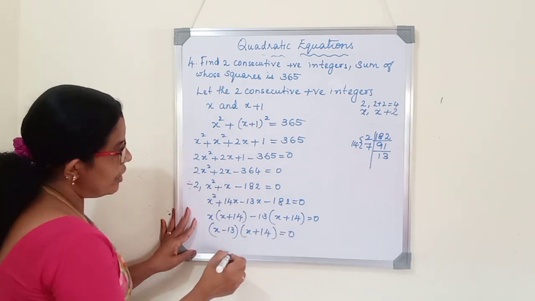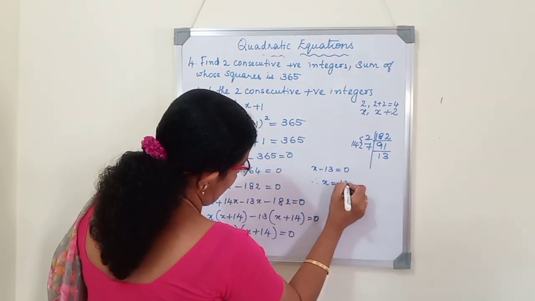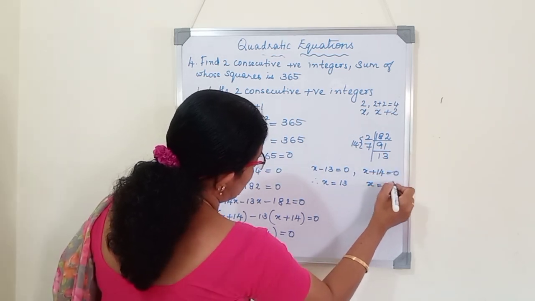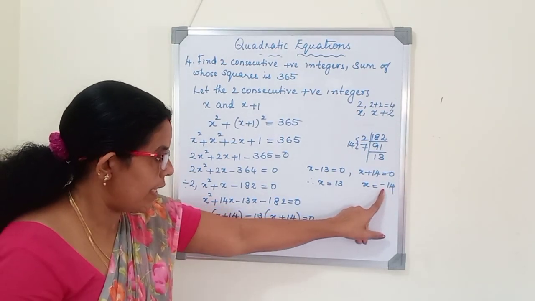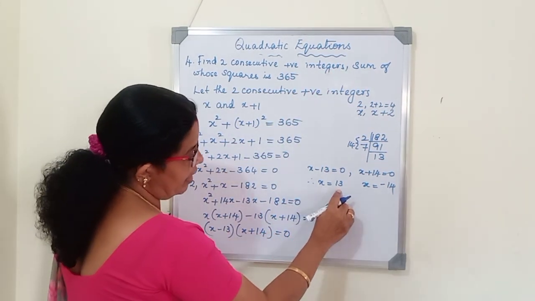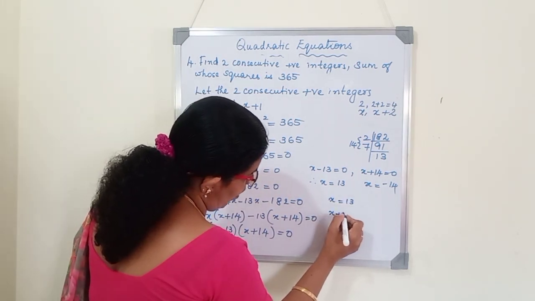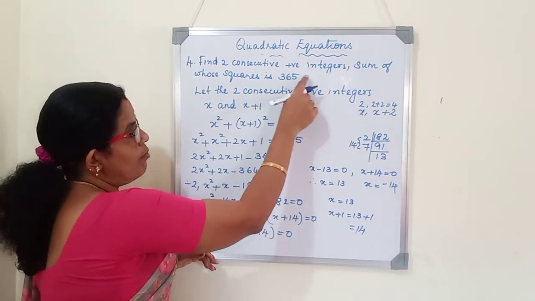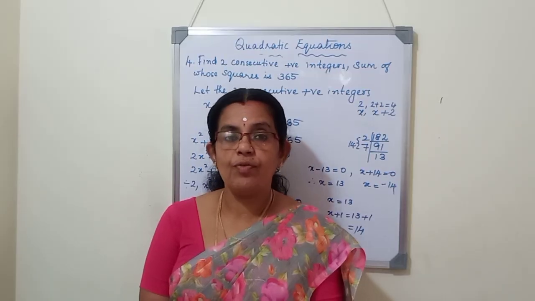equals 0. Each factor when you equate to 0: x minus 13 equals 0, therefore x equals plus 13, and x plus 14 equals 0, x equals minus 14. As minus 14 is a negative number, we cannot consider it because we want positive integers. So the first positive integer is x, that is 13. Then what will be the next positive integer? That is x plus 1, 13 plus 1, it is 14. Therefore, the two consecutive positive integers are 13 and 14. That's all for today. Thank you, children.